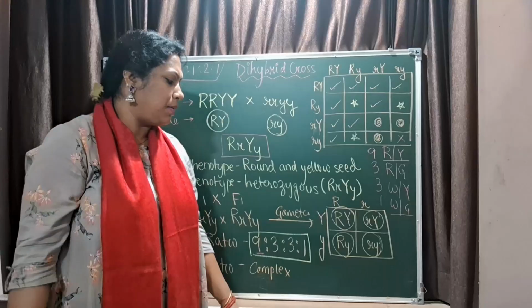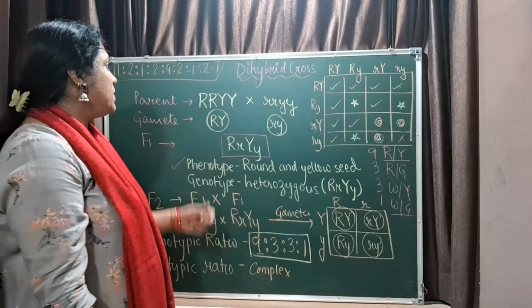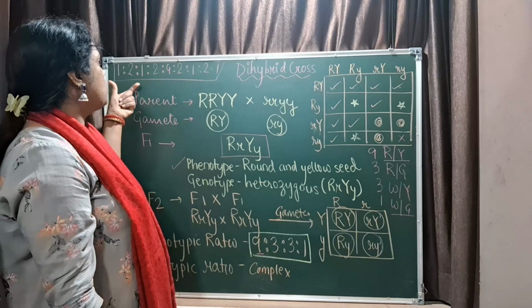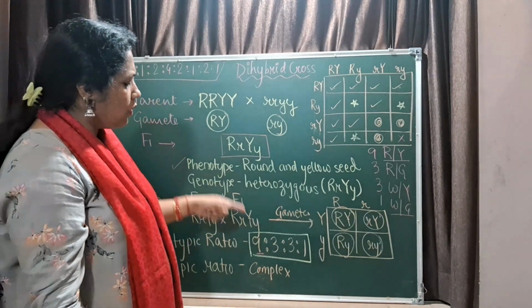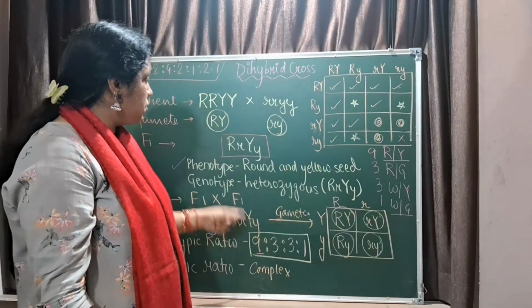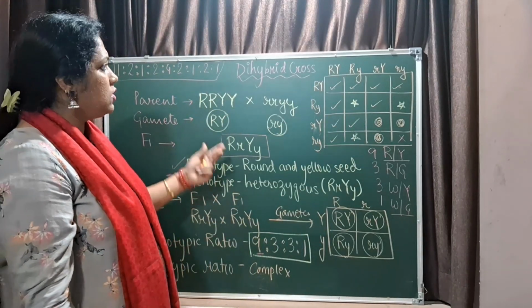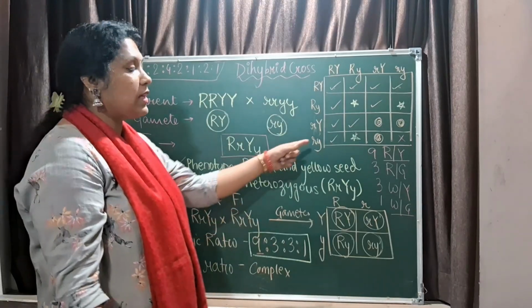It's never asked in the exam. It's very complex according to your syllabus, but it's very easy to remember: 1:2:1, 2:4:2, and 1:2:1. Total 16, because 16 combinations are possible, so the total should be 16. So this is your dihybrid ratio. Is that clear? The cross can be given.